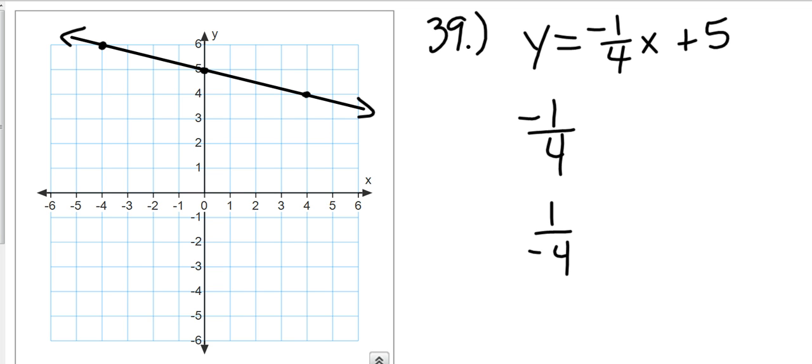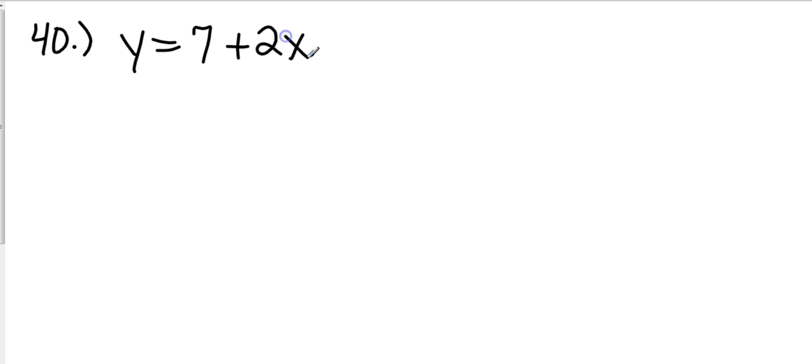Okay. Number 40. 40 is a word problem. No big deal. It gives us the equation. I'm going to go ahead and switch the equation around. It had y equals 7 plus 2x. I'm going to change that around to y equals 2x plus 7. So it's in my y equals mx plus b form. And now let's answer the questions. It says state the slope and the y-intercept.